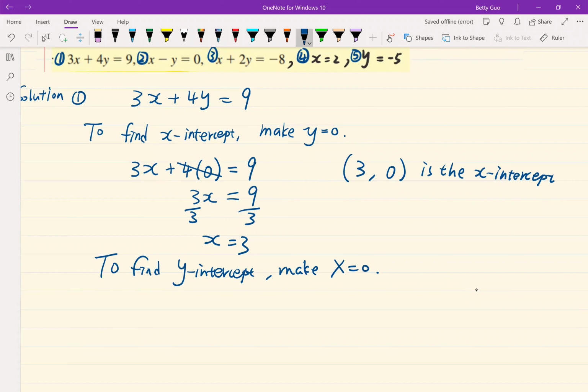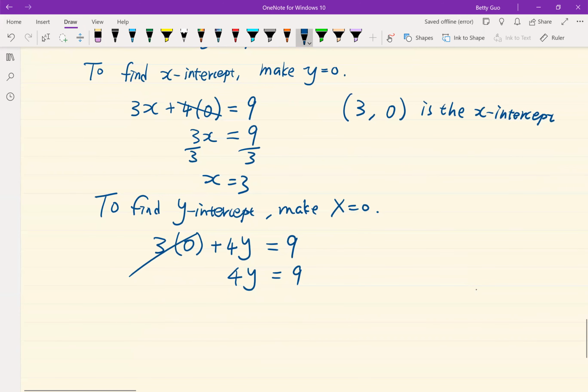The equation is 3x plus 4y equals 9. We're going to copy everything in the equation except x. In the place of x, we put a 0 there. So we plug in x equals 0 in the equation. What's 3 times 0? 0, right? So we have a 4y on the left. How do we solve for y? One more step.